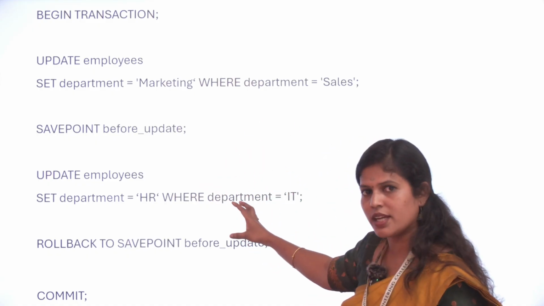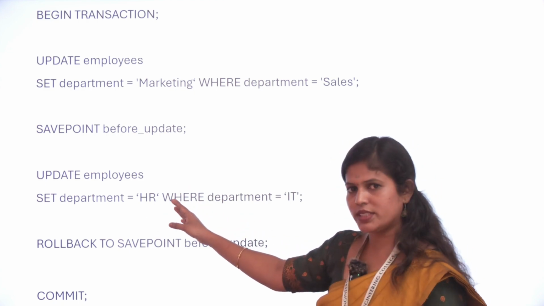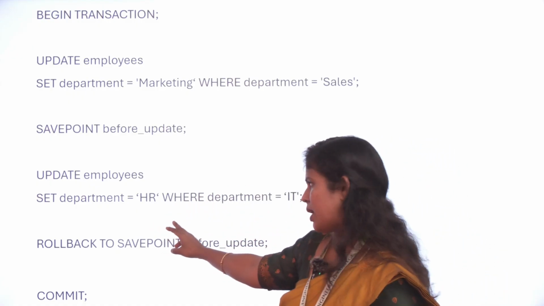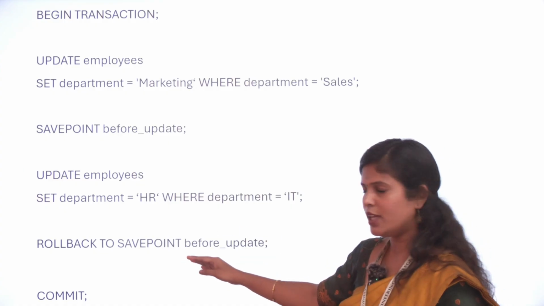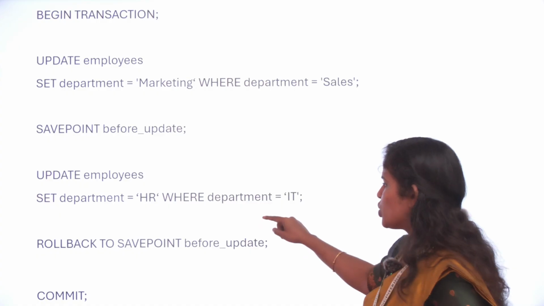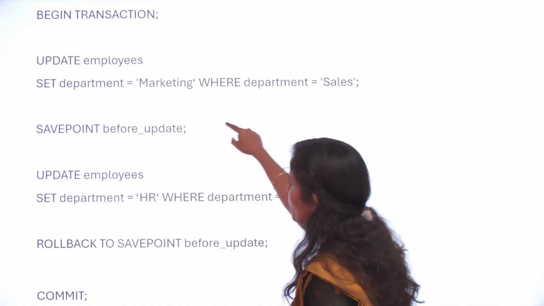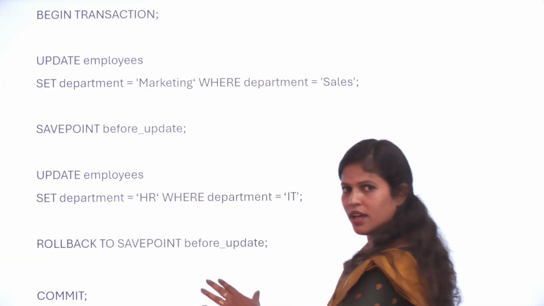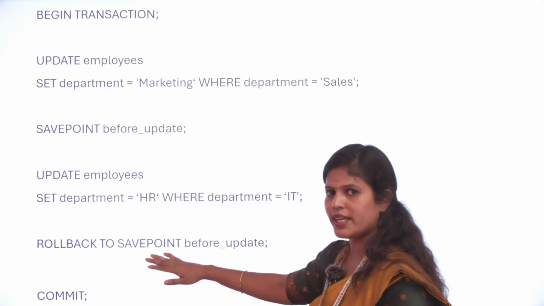After this, we have given another command: update the employees table, where the department should be changed to HR for this ID. After this, we have set ROLLBACK TO SAVEPOINT before_update. So with this rollback, it will go back to this savepoint, and after that you have mentioned COMMIT, so your data will be committed.